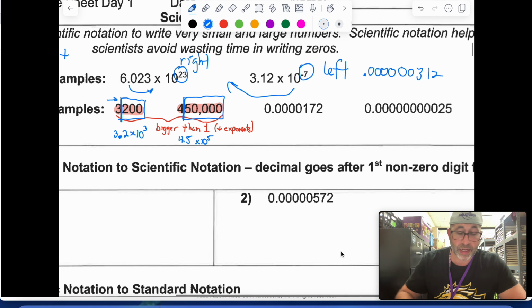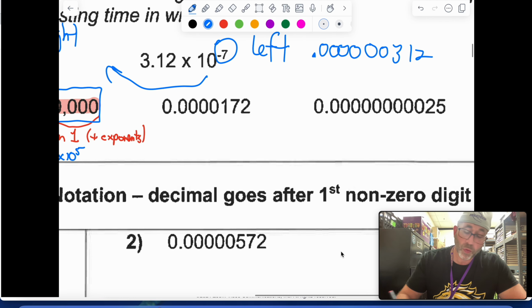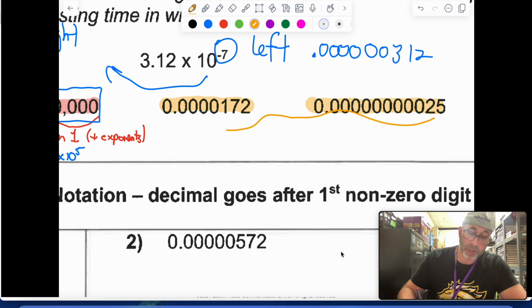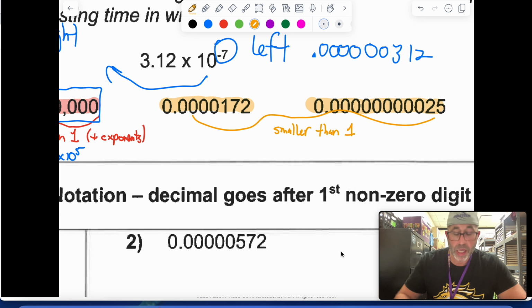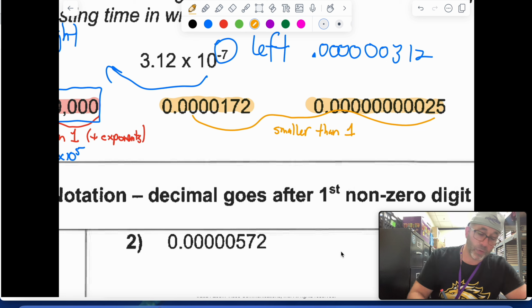So we end up with positive exponents here. Versus when we look at the other ones here, you're going to see we're starting with numbers that are actually smaller than 1. So these are numbers that are smaller than 1. Okay? When we have numbers that are smaller than 1, we're going to have negative exponents.